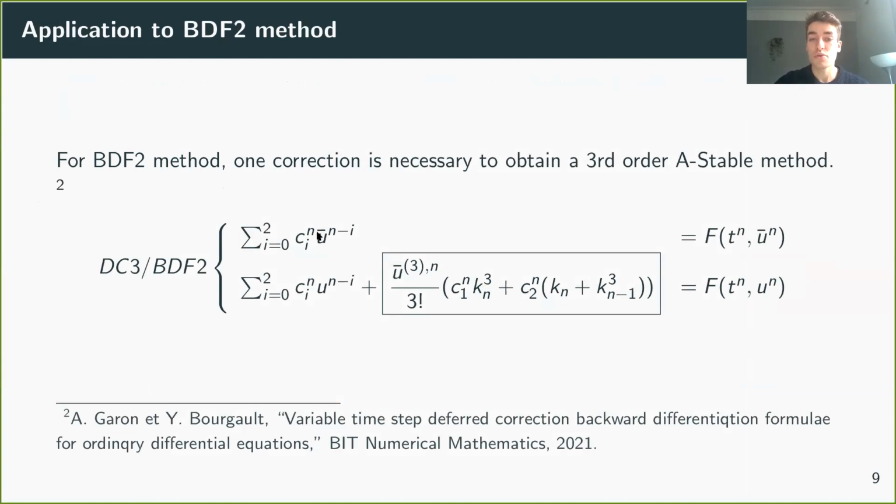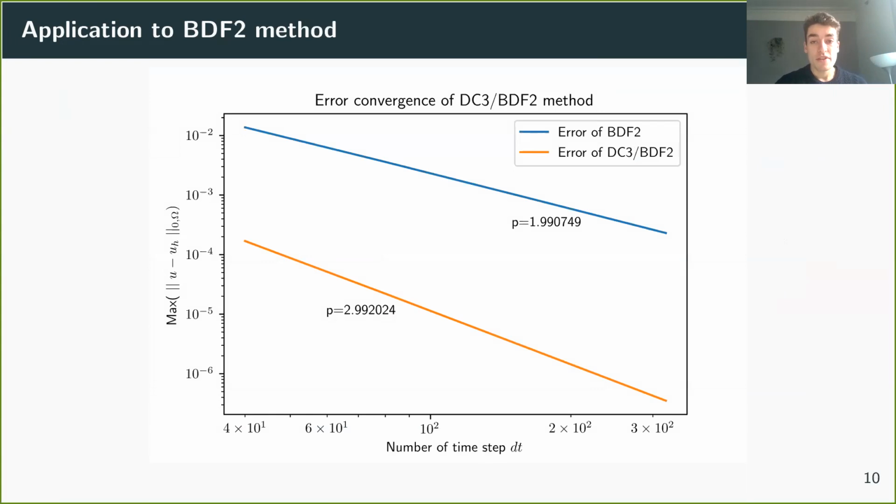We still have our solution U bar, and then we calculate the truncation error here. Thanks to that, we build a new method to have a new solution U that is this time of order 3. Every time we gain an order. About the result, we do the same thing with constant time step. If we plot the error, we have the good order of convergence for BDF2. It's a very well-known method, but also DC3 BDF2, where by correcting we can gain an order.